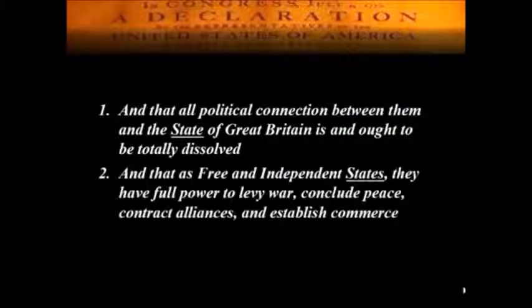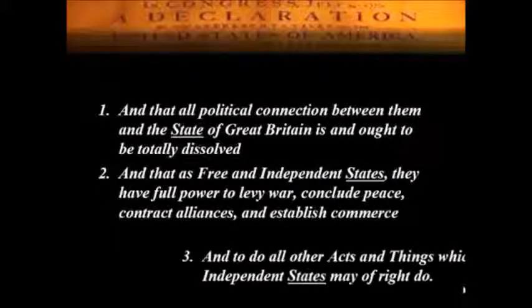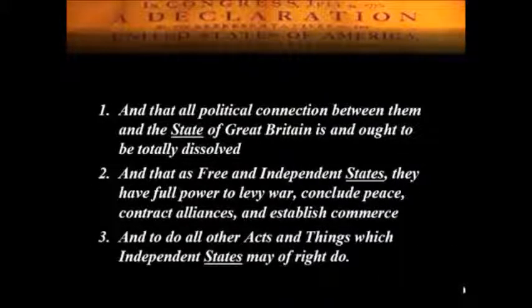After that statement, the rights of these united sovereign states are listed, and they include: and that all political connection between them and the state of Great Britain is and ought to be totally dissolved, and that as free and independent states they have full power to levy war, conclude peace, contract alliances, and establish commerce, and to do all other acts and things which independent states may of right do.